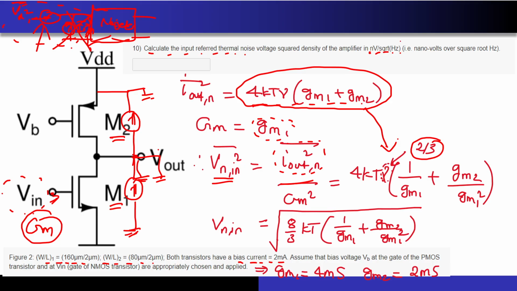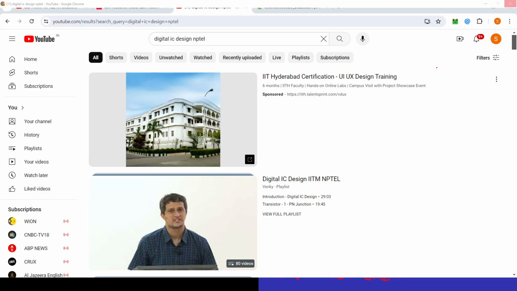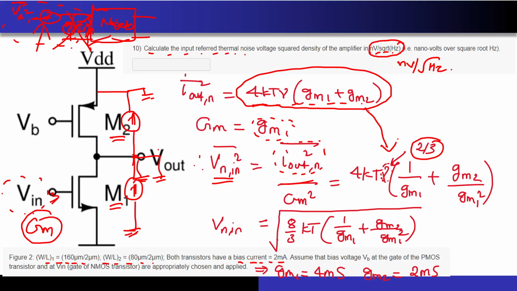But they are asking you to get this in terms of units of nanovolt per square root hertz. Correct? So since I have to take the square root, I have to basically take a square root on this particular quantity, and that is why you can see a square root term over here. Since K is given to me, temperature is given to me, GM1 I can easily find out. Why? Because I know the expression, it is nothing but 2 times mu Cox W by L times ID. ID has been given, W by L has been given, even mu and Cox have been given. Correct? So that's how you will be able to find GM1 and GM2.